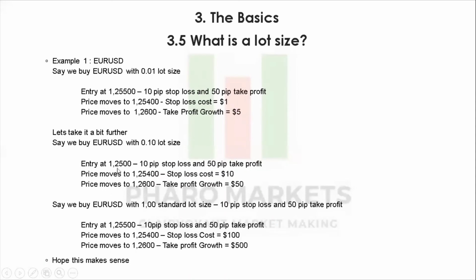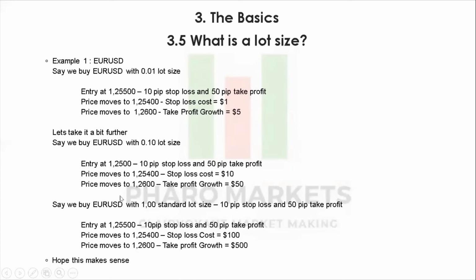Second example, entry is at 1.2500, 10 pip stop loss, 50 pip take profit. If price moves 10 pips to our stop loss, the stop loss will now be $10. As you can see, now you're trading at $1 per pip, right? Like I said, over here we're trading at 10 cents per pip, here $1 per pip, and the take profit then could be $50. So as you can see, your lot size plays a very big role in line with your stop losses. So let's take it even further.